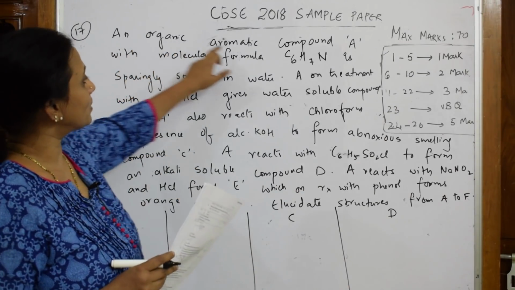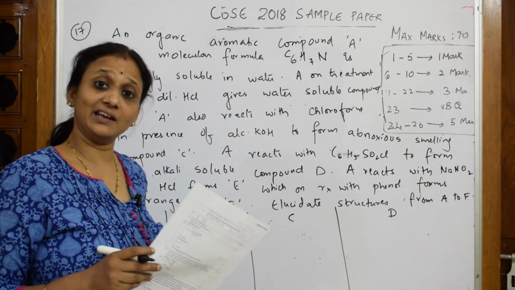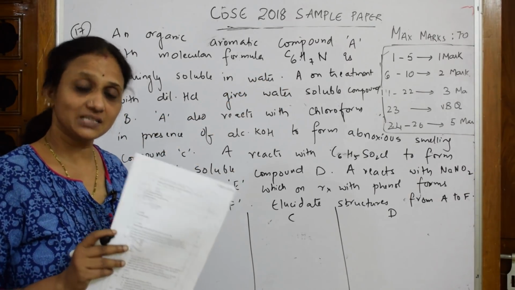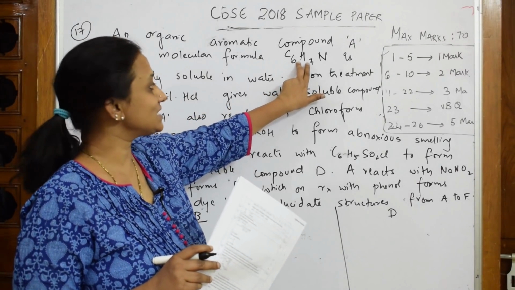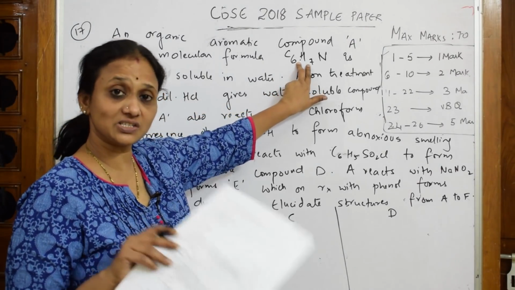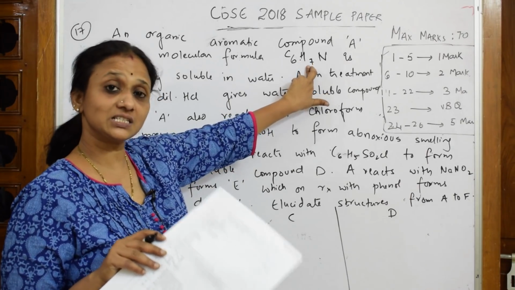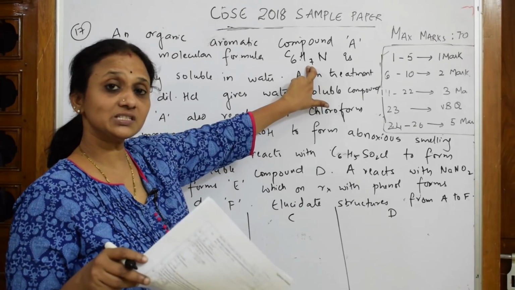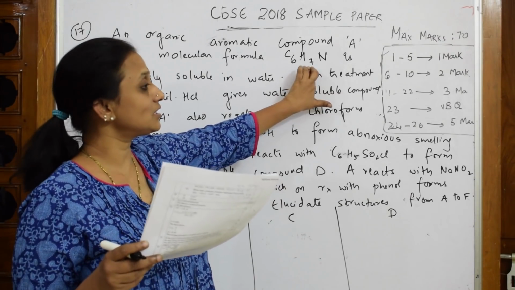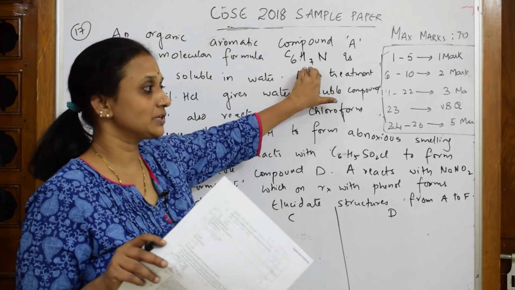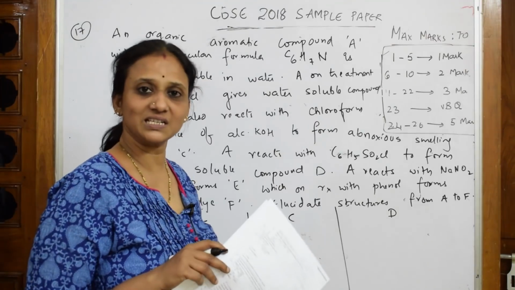An organic aromatic compound A with the molecular formula C6H7N. C6H6 is benzene, but in this C6H6 already one extra hydrogen has come. If you're substituting something, this will become C6H5. So here your hydrogen is extra by 2 hydrogens. Now if it is C6H7N, it means nothing but aniline, isn't it?